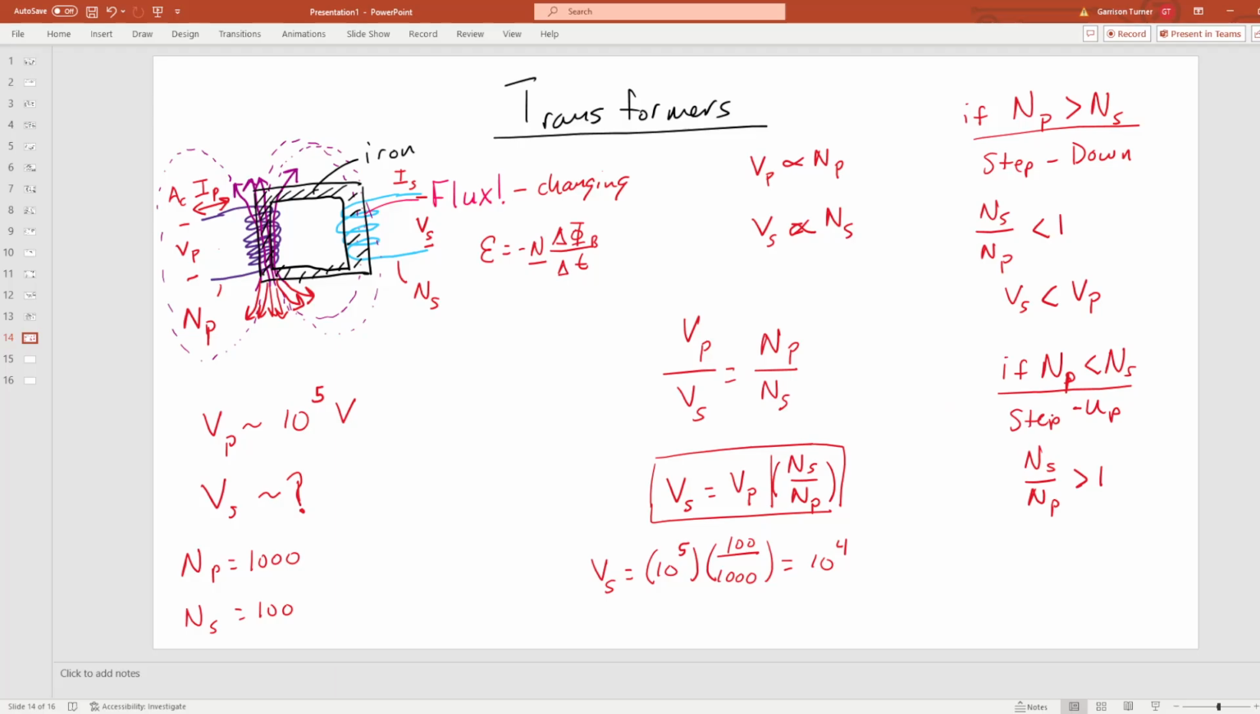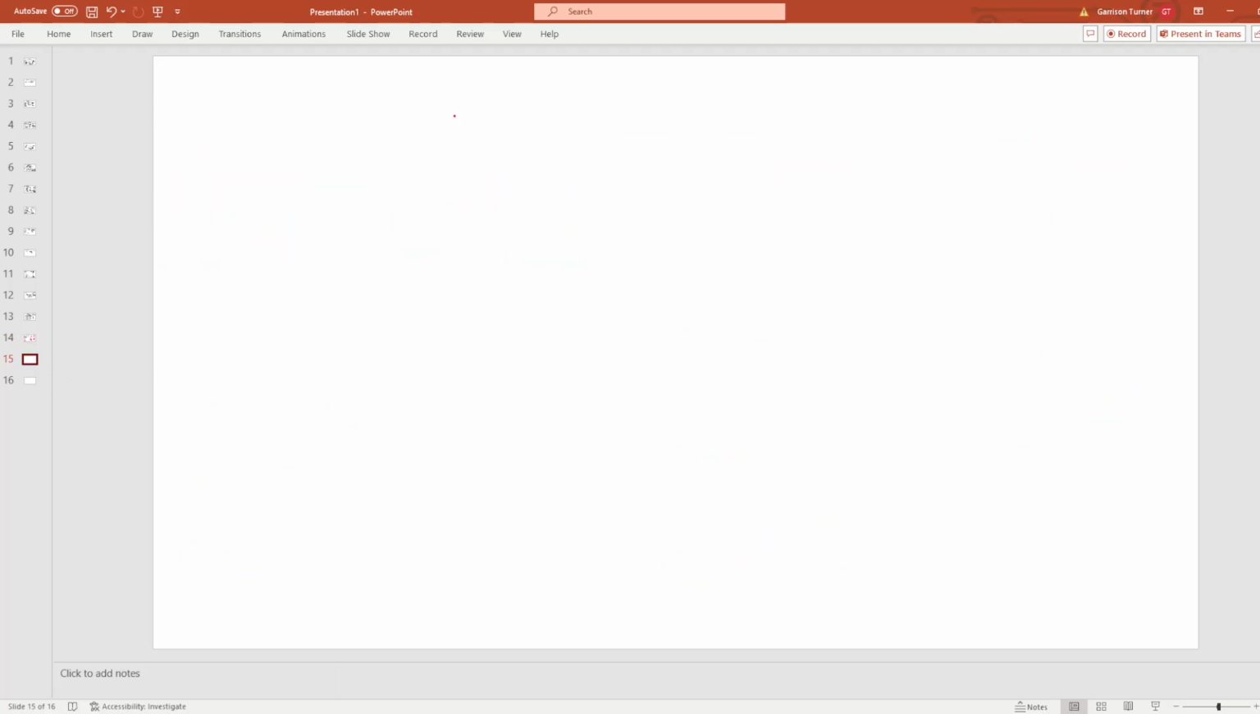Now that's still quite a bit, but you get the picture, right? When I have a fewer amount of coils in my secondary, then the voltage steps down. But if I have more coils in my secondary, then my voltage steps up. Now, that immediately begs a question.